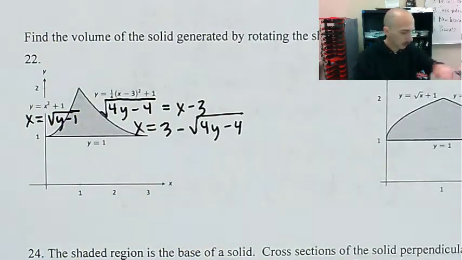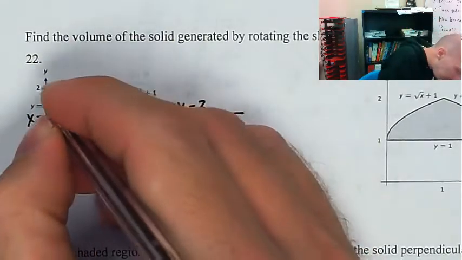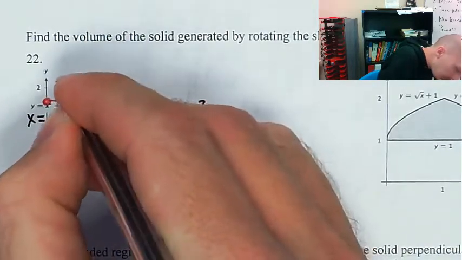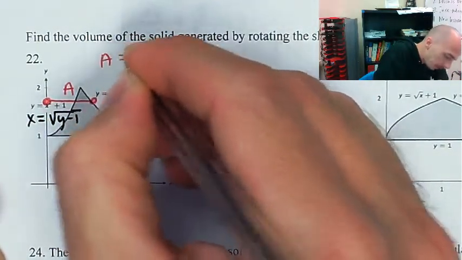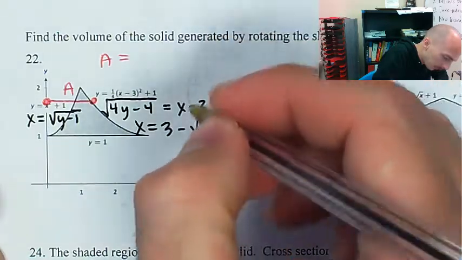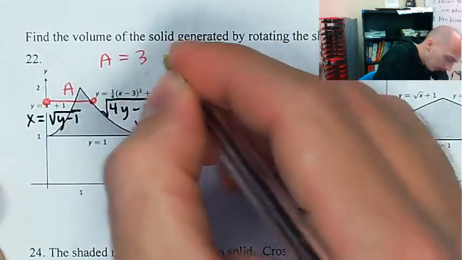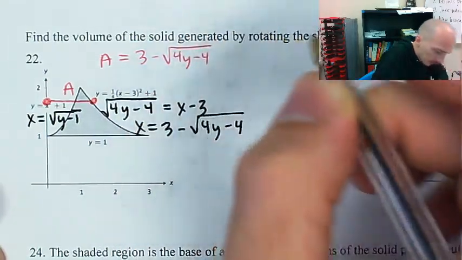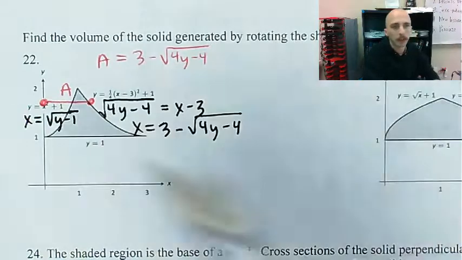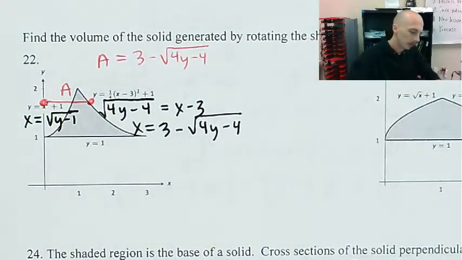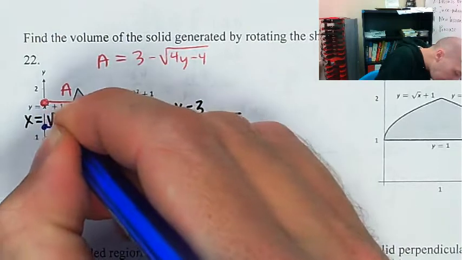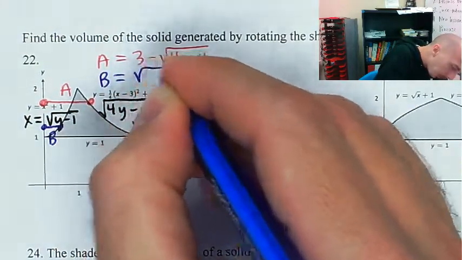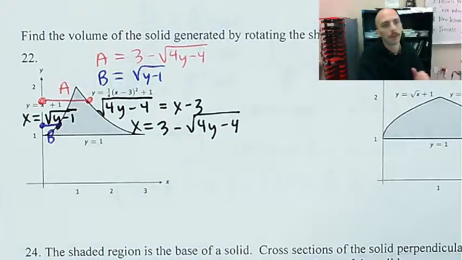And so I'm going to say, crowded drawing here. My large radius, start at the axis of rotation, reach to the far side, call that A. A equals right minus left, which is going to be x equals 3 minus the square root of 4y minus 4, minus x equals 0 because it reaches all the way to the y-axis. And this smaller radius right here would be right minus left, x equals the square root of y minus 1 minus x equals 0.